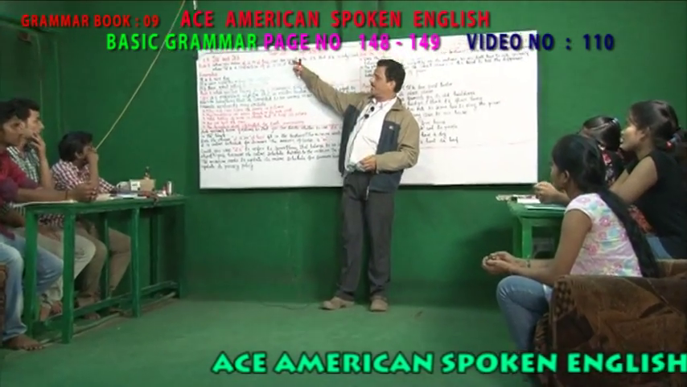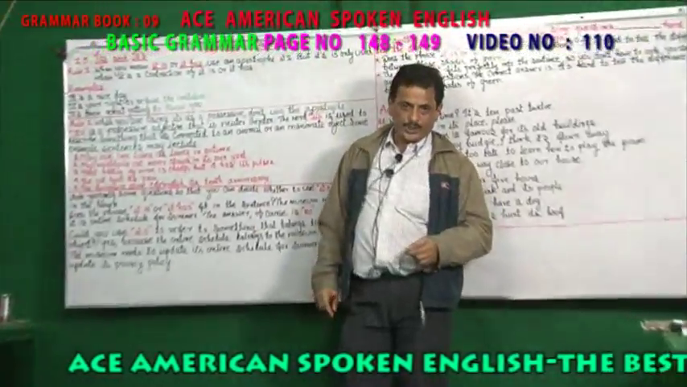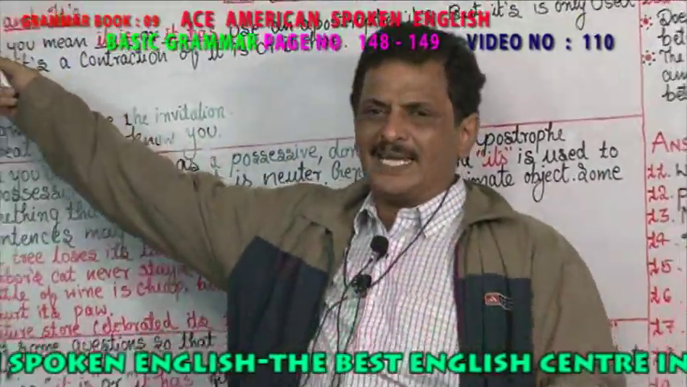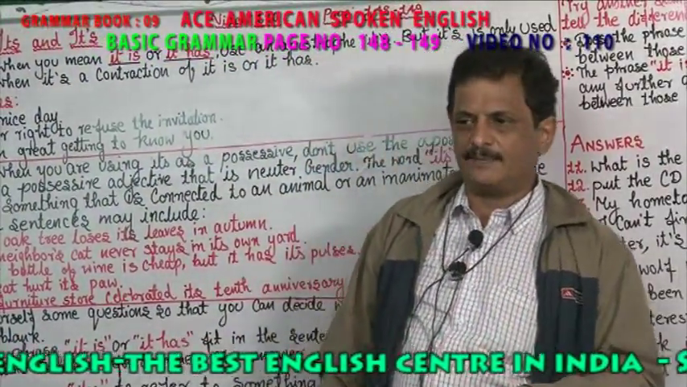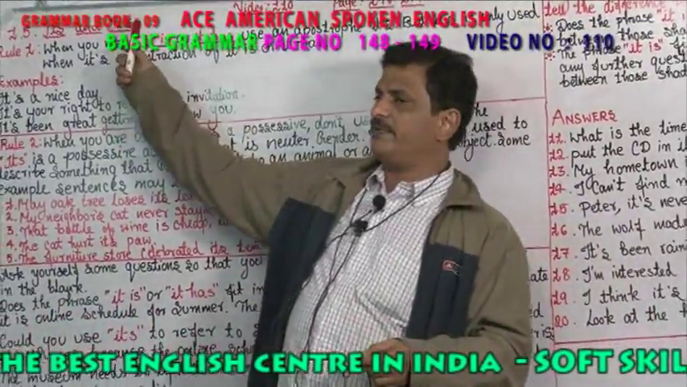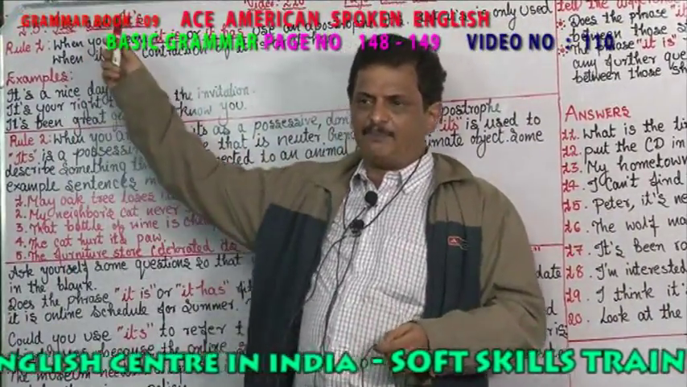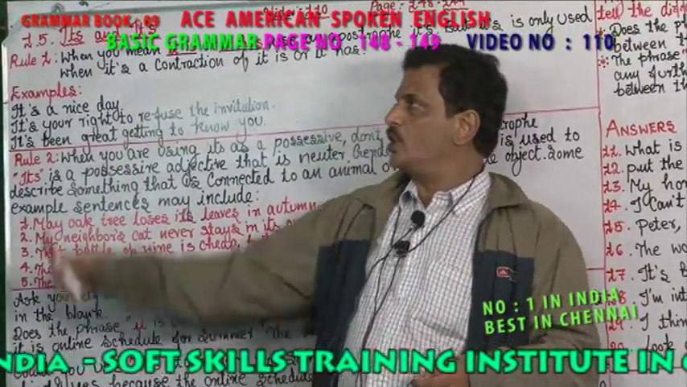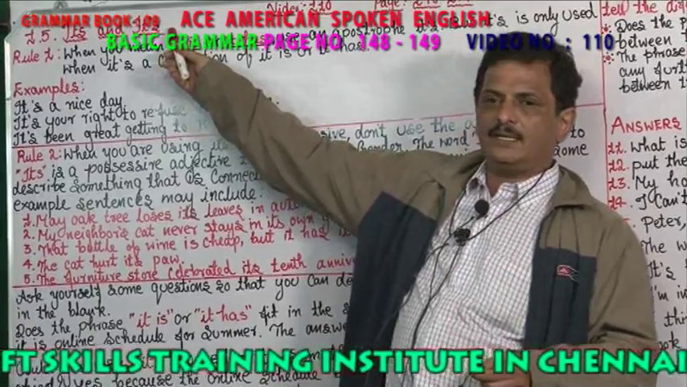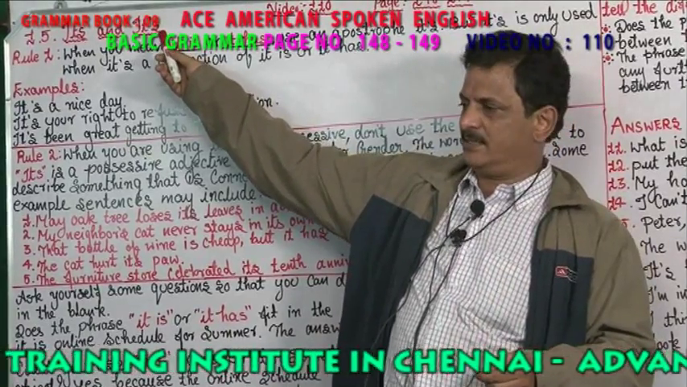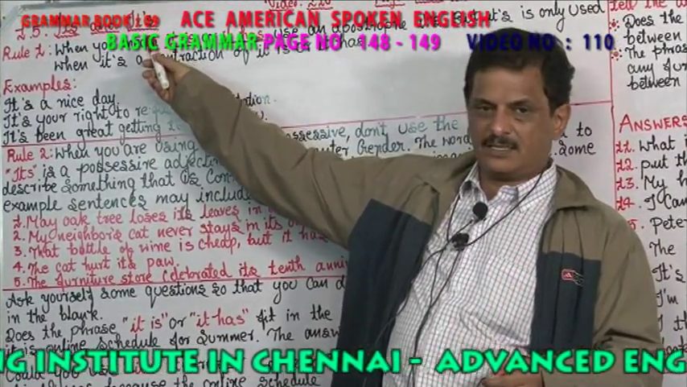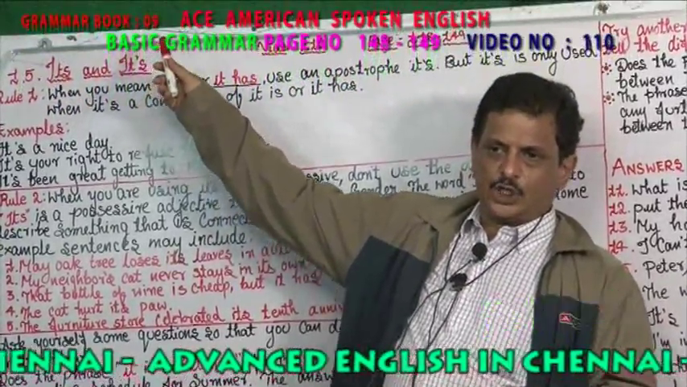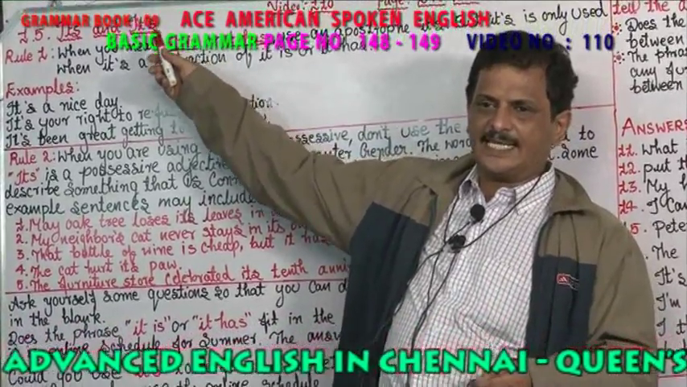Take your book number 9 and we have come to video number 110. It's and its. What do you mean by it's? What's the difference between it's and its? It apostrophe s and its without apostrophe. With the apostrophe, is it alright if I say it is? It has. So it is and it has can be shortened and we can say it apostrophe s.